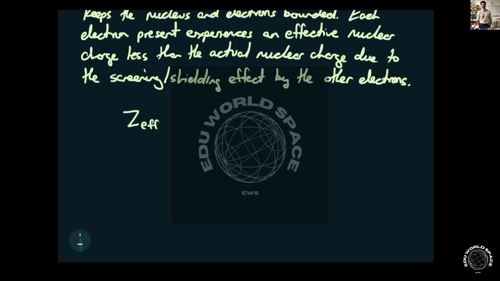The formula for calculating the effective nuclear charge is equal to Z minus S. Here, Z is the atomic number, and S is the number of shielding electrons.